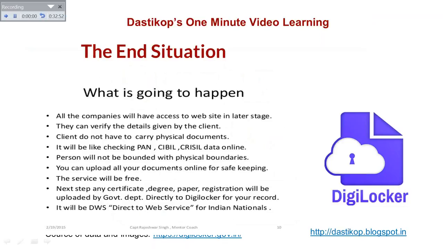So when DigiLocker is created, a resident will create an account, an issuer will issue documents, and a requester will seek permission to see those documents. What will happen? It will happen in a very ideal condition. All companies will have access to the website at a later stage. That means everybody will come to the DigiLocker platform to verify the documents. They can verify the details given by the client. So if I apply for a job, say in a particular IT company, they don't ask me for any paper-based document. They will seek my Aadhaar card and access those documents from DigiLocker once I permit them.